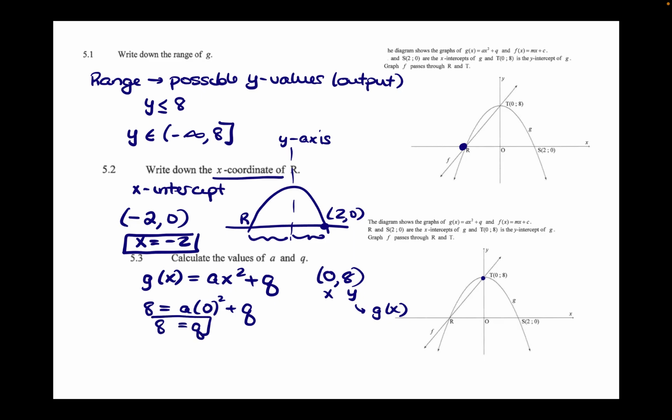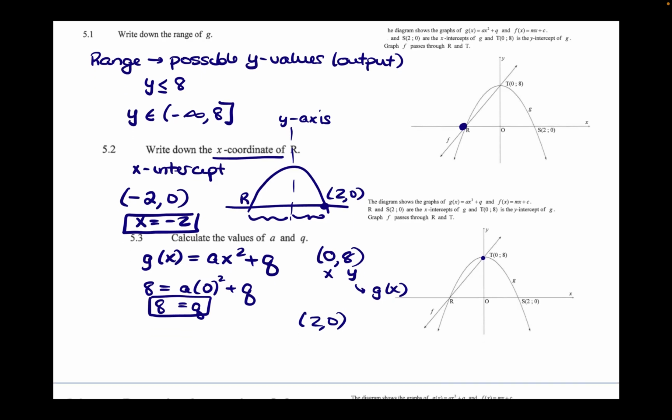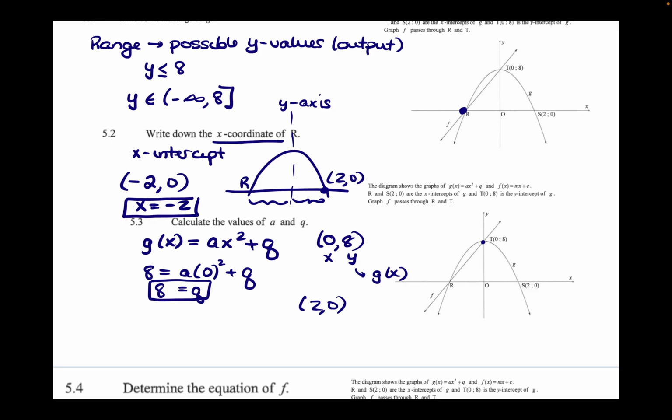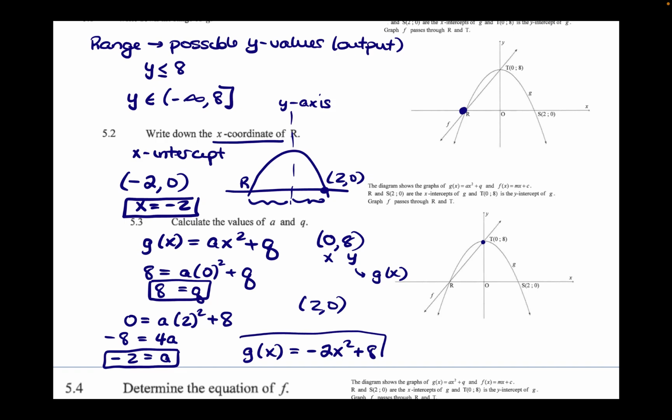so we get q is equal to 8. Now we have another point that's given to us on the parabola, 2, 0, and we can use that with our value for q to find a. I subtract the 8 from both sides, and we know 2 squared is 4, so we get a is equal to -2. So they didn't ask us to write the equation, but we could write the equation as -2x squared plus 8, and it shouldn't surprise us that our a value was negative because this parabola opens down.